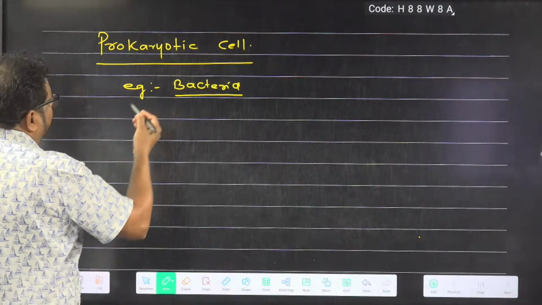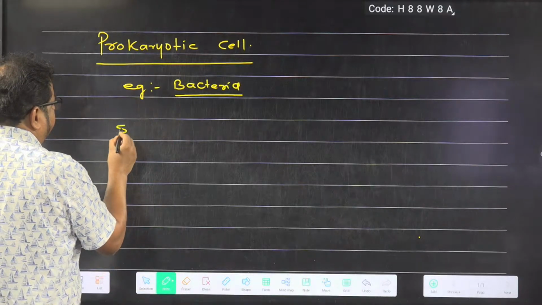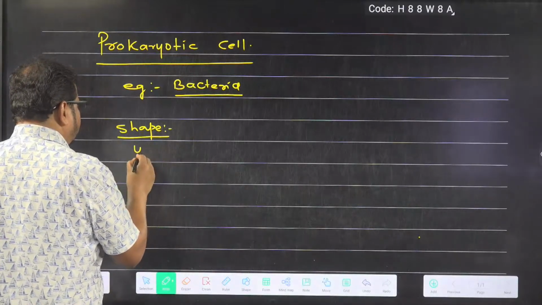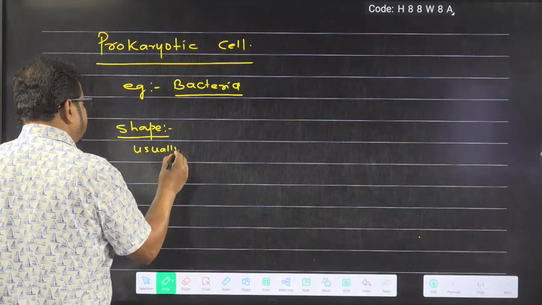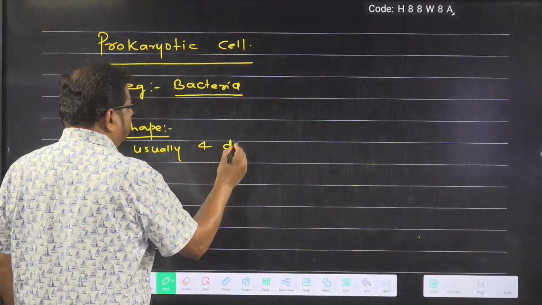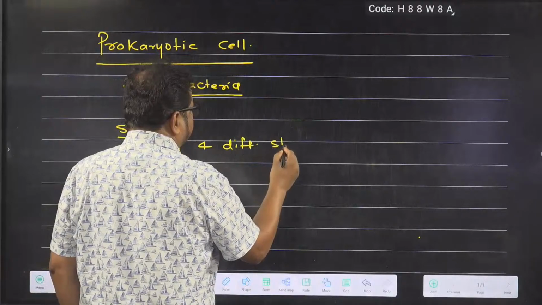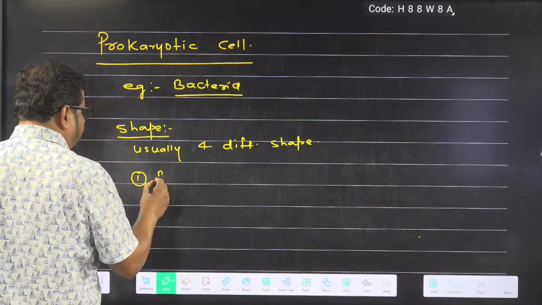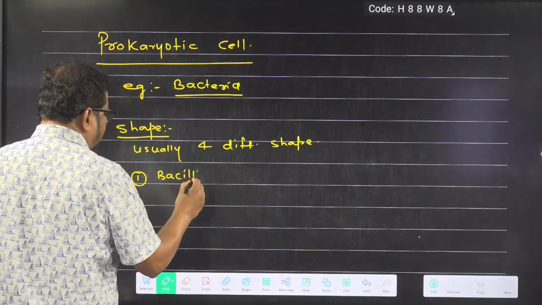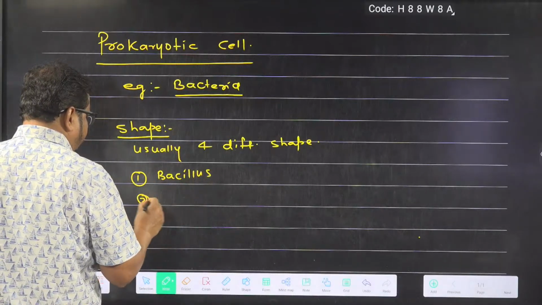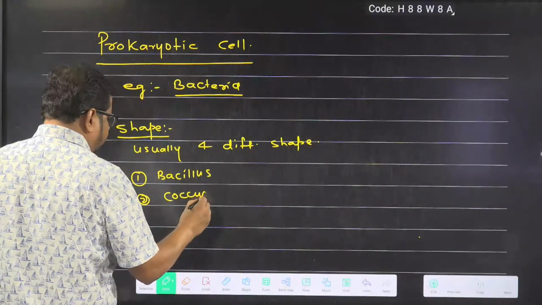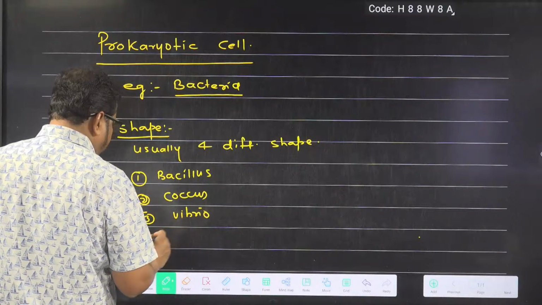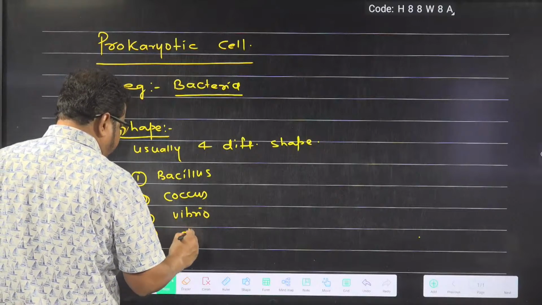So if we talk about prokaryotic cell shape, usually 4 different shapes we observe in prokaryotic cells. First type is bacillus. Second shape is coccus. Third shape is vibrio. And fourth shape is spirillum.